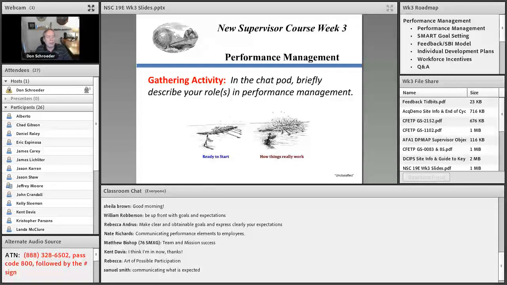Hey, I was really enjoying the gathering activity right there, talking about how you describe your role in performance management. Communication was a common thought that y'all were talking about, and setting goals, realistic goals, expectations and so on. All about the performance management process itself.